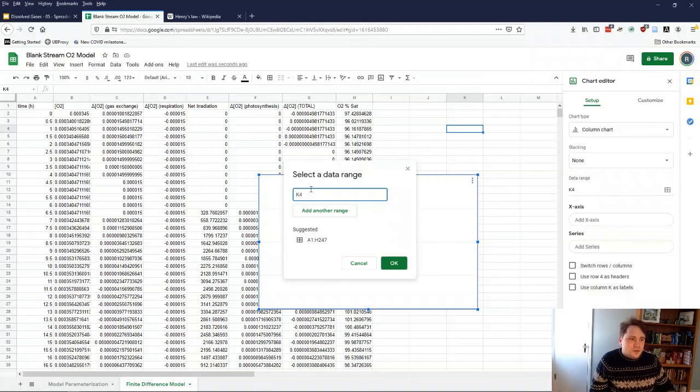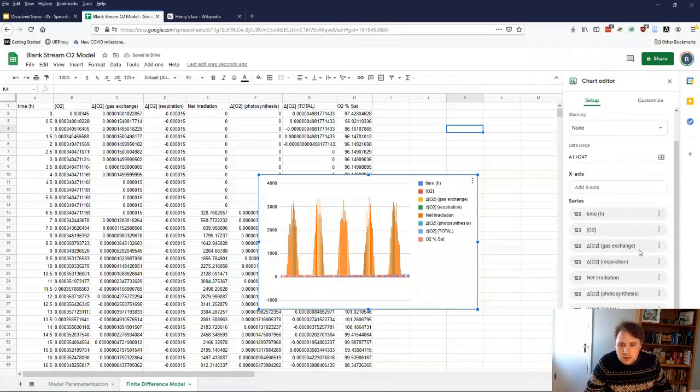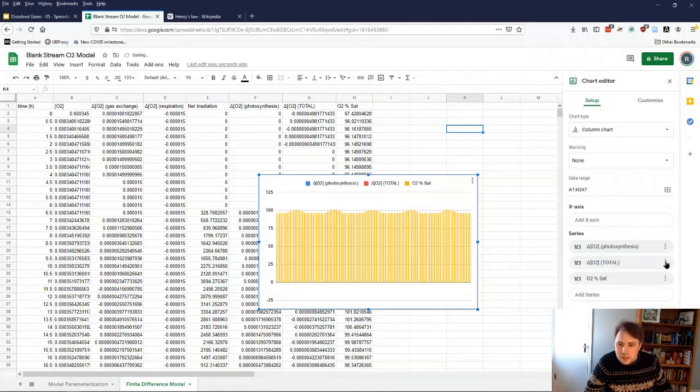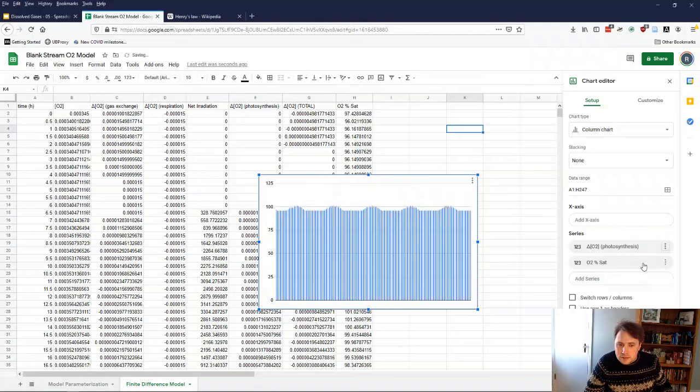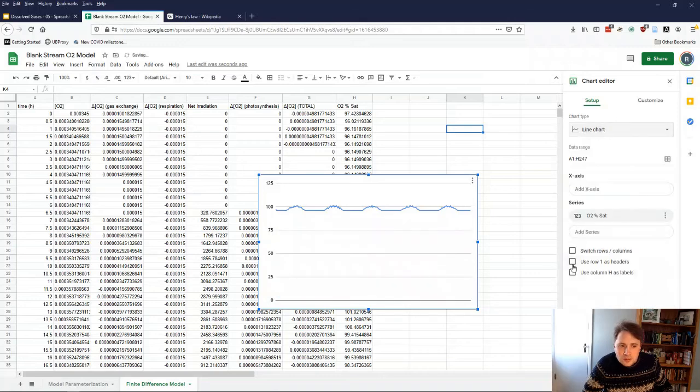I think it ended on row 242. So we'll say A1 to H242. Or no, 247, which it just suggested to me right there. Great. Oh, it populated with all these extra series. Let's remove them. So we just have O2 saturation displayed. Oh, and I don't want a column chart, clearly. I want a line chart.